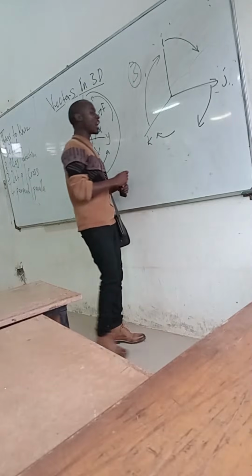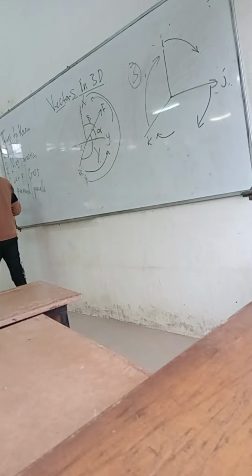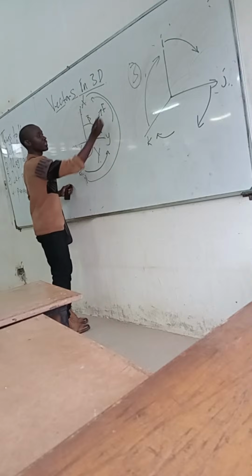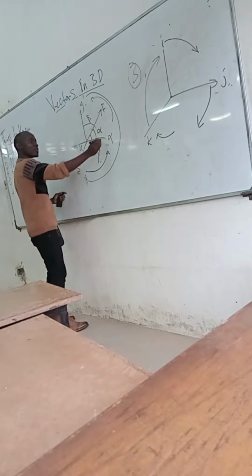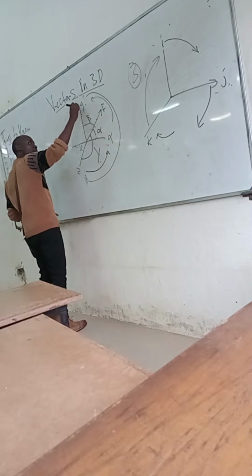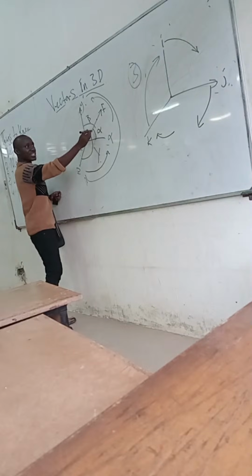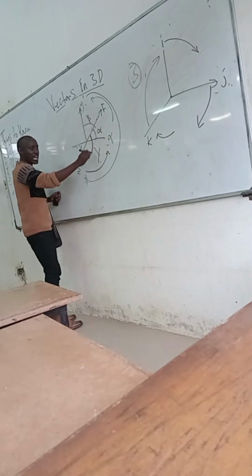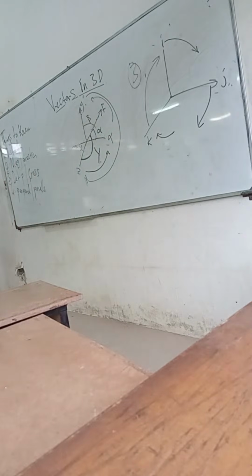Now, what do we call the angle between the x-axis and the resultant vector? Alpha. This is x, this is y, and this is z. The angle between x and the resultant vector is what we call alpha. The angle between the y-axis and the vector is what we call beta. The angle between this vector and the z-axis is what we call gamma. Now, how do you find alpha? That's number 1. This question carries again 7 marks.